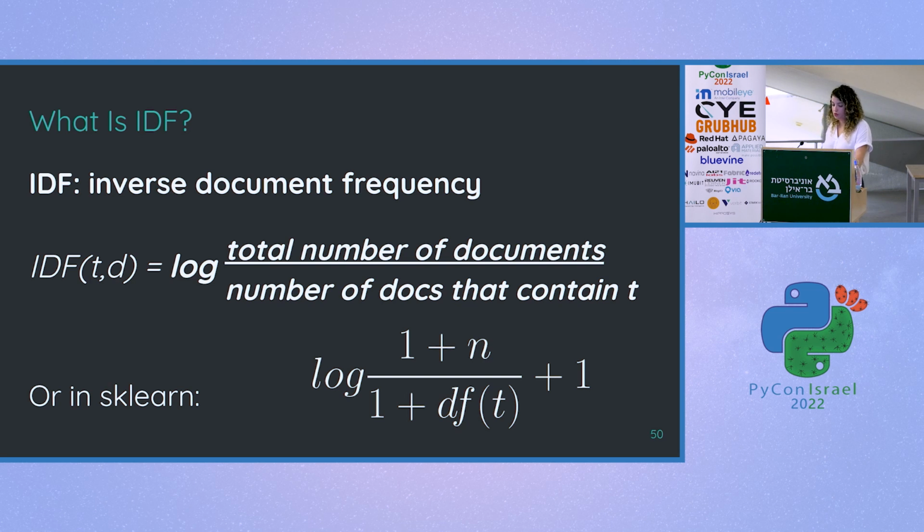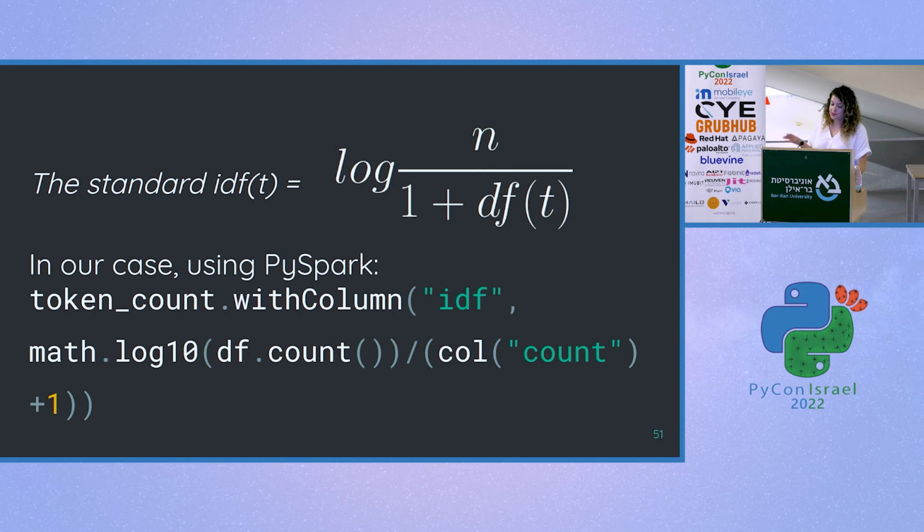So what is the inverse document frequency? It's the log of the total number of documents divided by the number of documents that contain our specific term. This is the equation that sklearn uses for IDF. We're going to actually use the standard IDF, which is this one. When we apply it manually using PySpark, it's going to look like that.